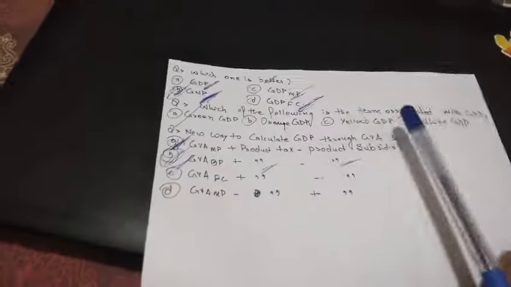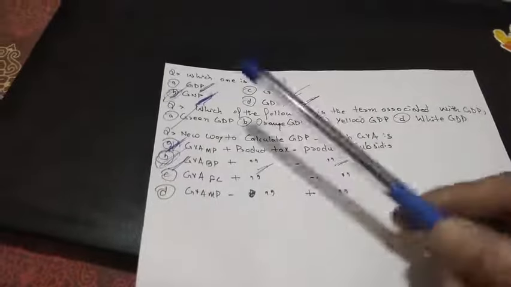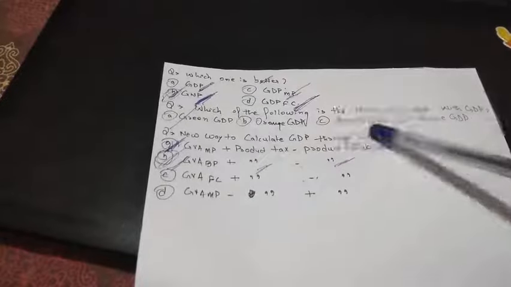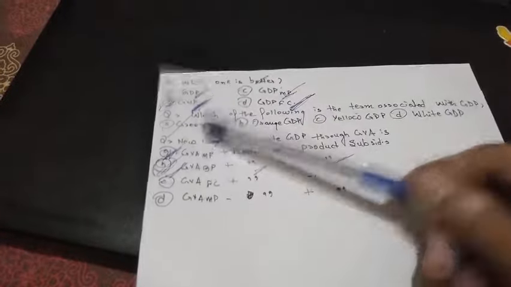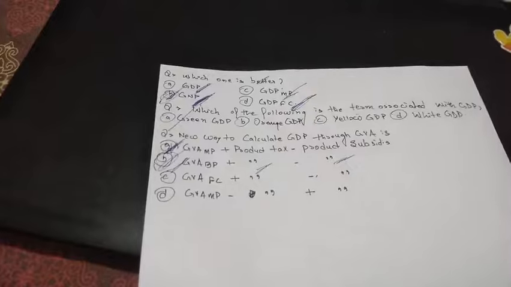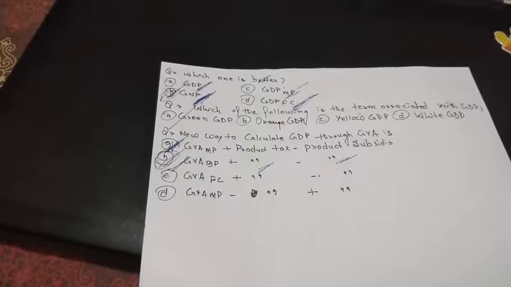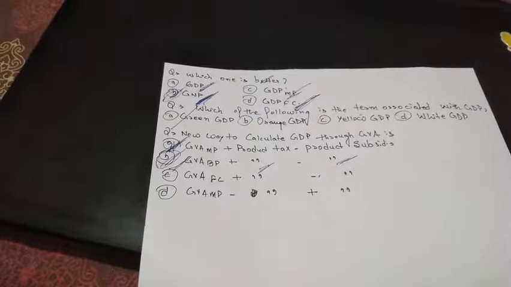Next question, which of the following is the term associated with the GDP? Option A is green GDP, B orange GDP, C yellow GDP, D white GDP. The answer is green GDP. If the GDP of any country takes concern of the environment as well, then it's a green GDP.